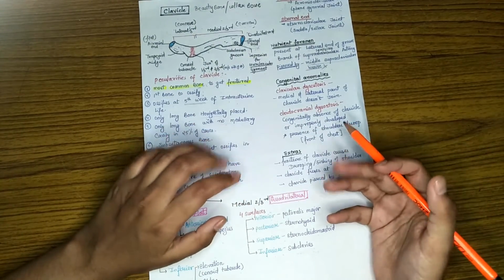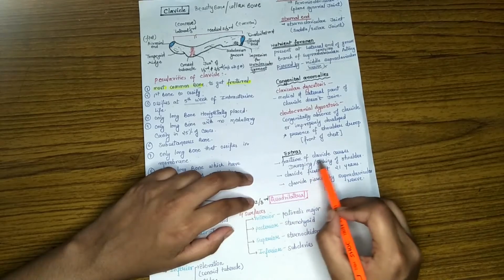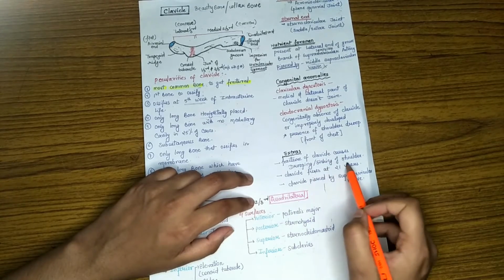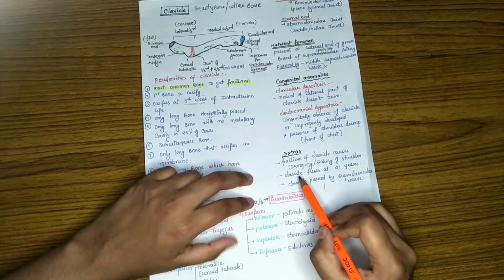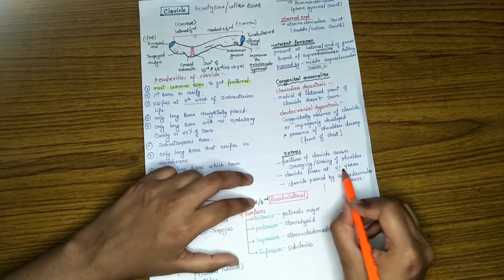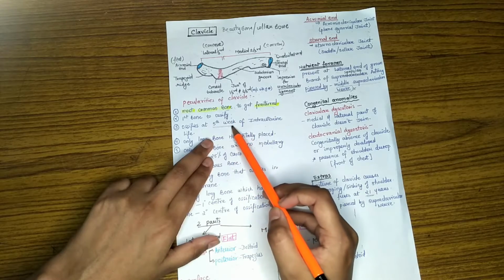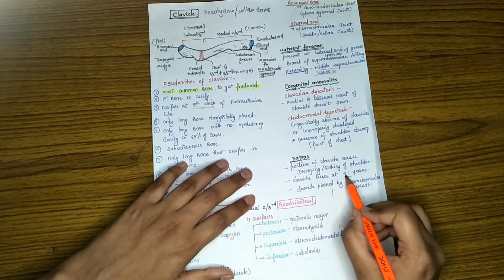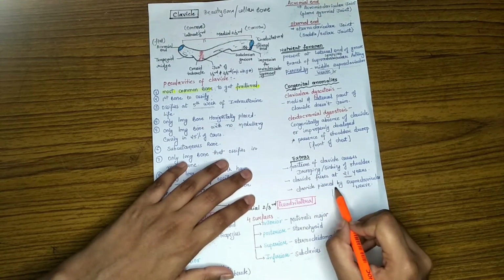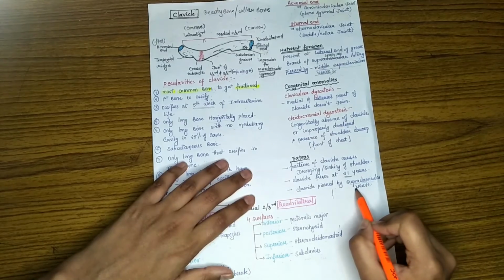So now we'll talk about some extra points. Fracture of the clavicle causes drooping or sinking of the shoulder. Second, the clavicle fuses at 21 years of age. It started ossifying in the 5th week, but it fuses at 21 years, and it is pierced by the supraclavicular nerve.